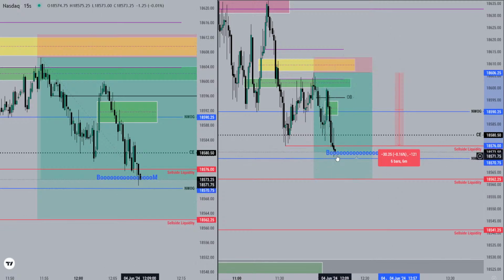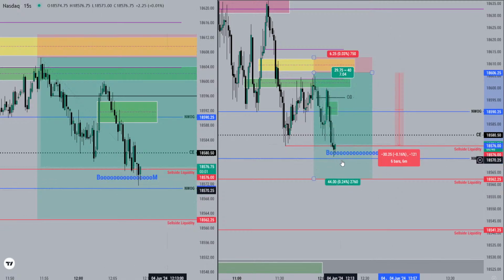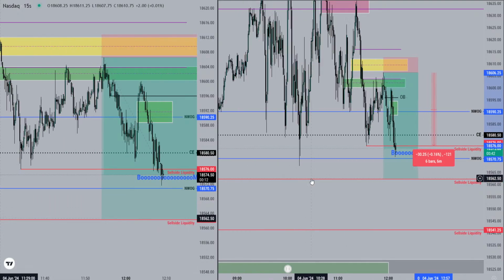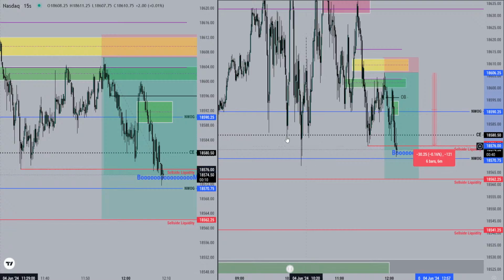I'm not convinced yet. It has to close at the level of the low of the new week opening gap. So history should be repeated.